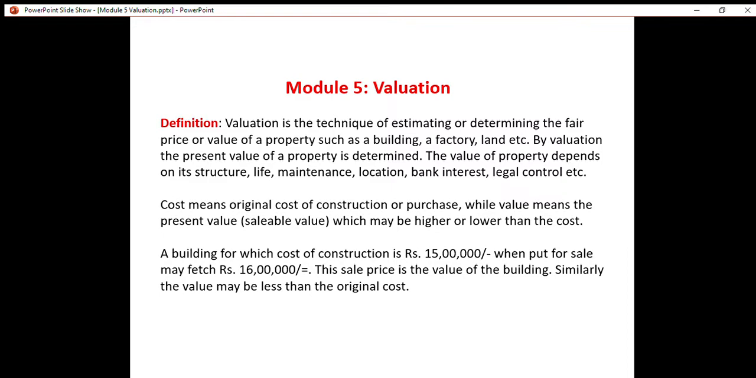Subject: Quantity Surveying and Contract Management. Topic: Valuation. Module 5. Dear students, let us understand the definition of estimate first.